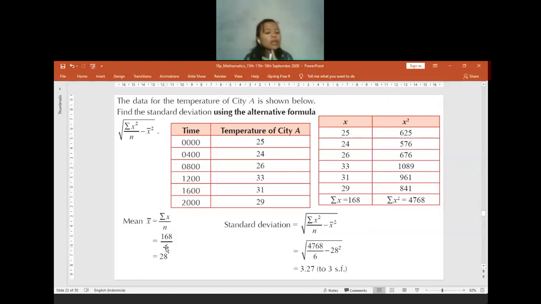So later, if you are going to find the mean, the total degree you divide it by how many times is it? There are 6, so we divide 168 divided by 6, we get 28 degree for the mean.